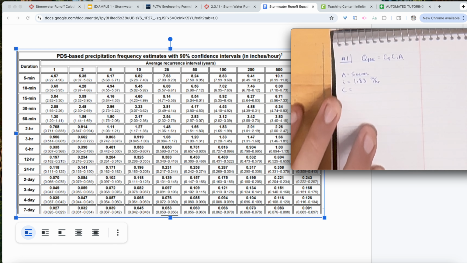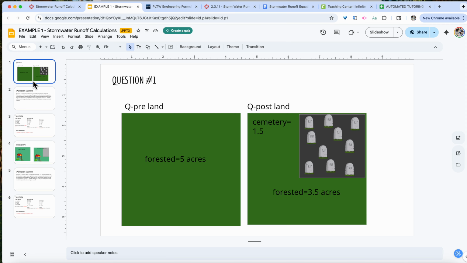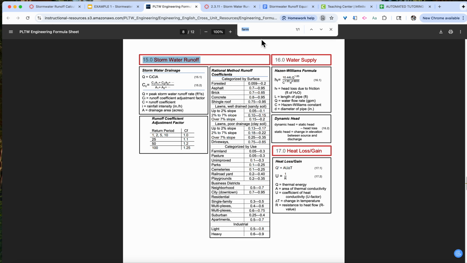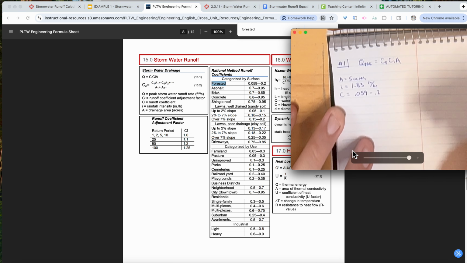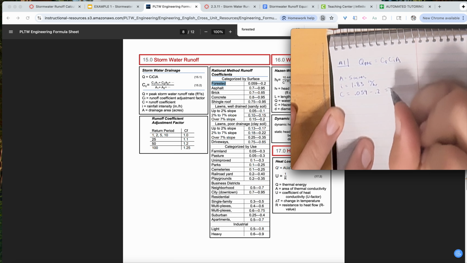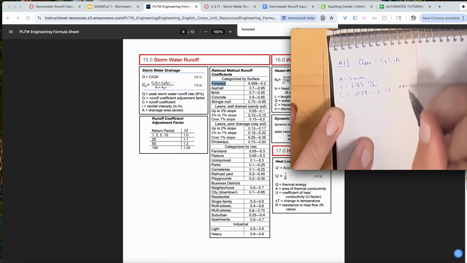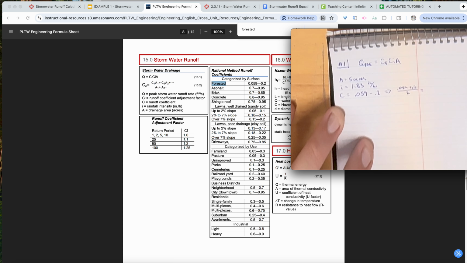We've got C here. As we said, this is forested land. So we can search for the rational method runoff coefficients. You can also type in forested, and it will show you that. As we can see, we have this range here. I'm going to start by writing down this range, 0.059 to 0.2. And we're going to find the average of this. So we go 0.059 plus 0.2, divided by 2, right? Now we can find our C value.